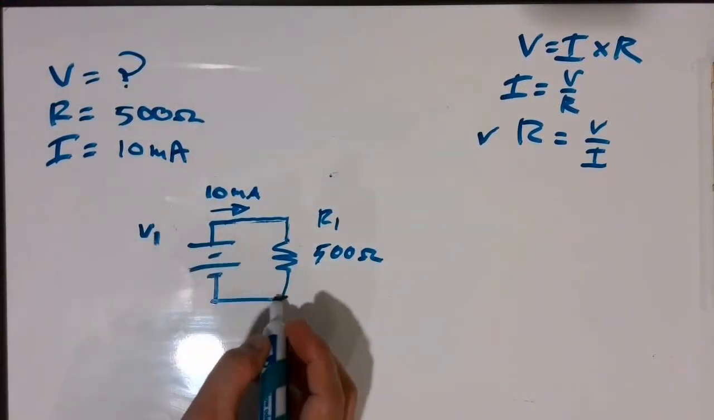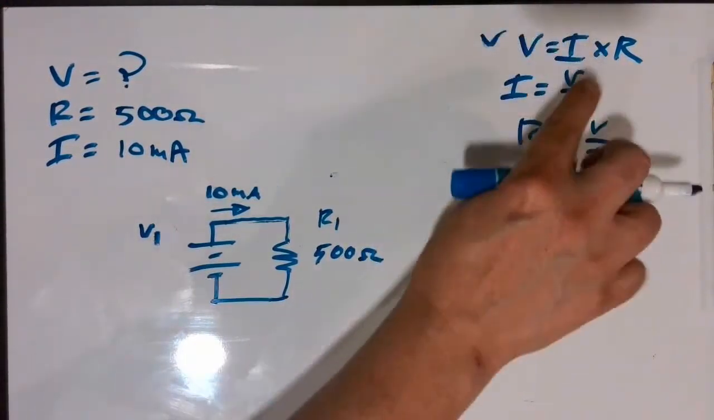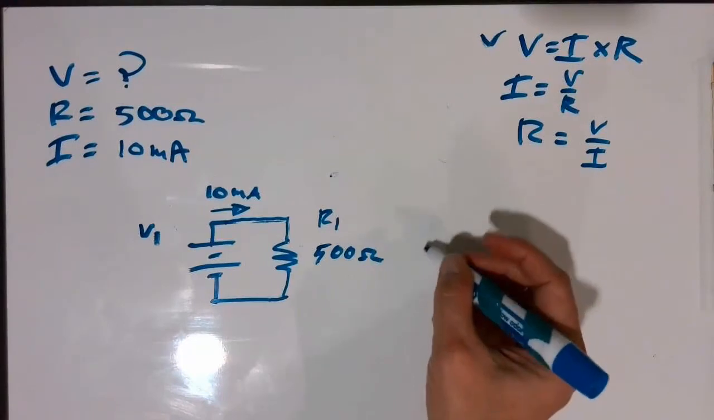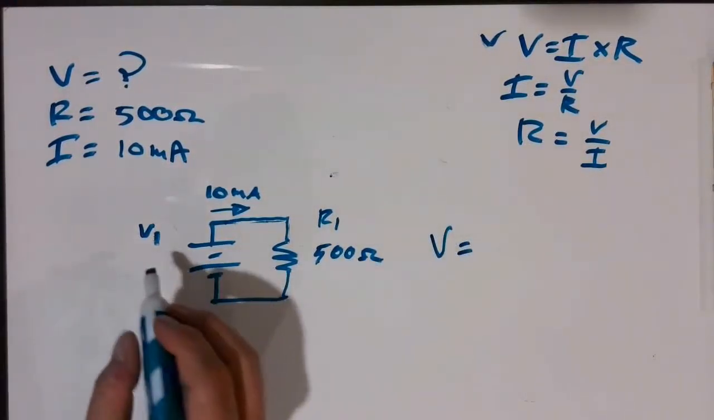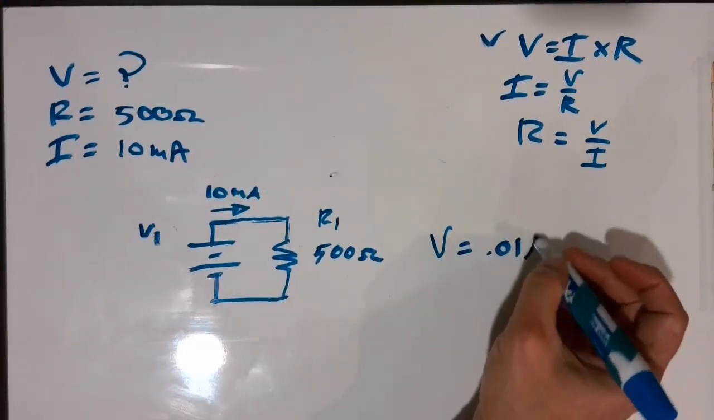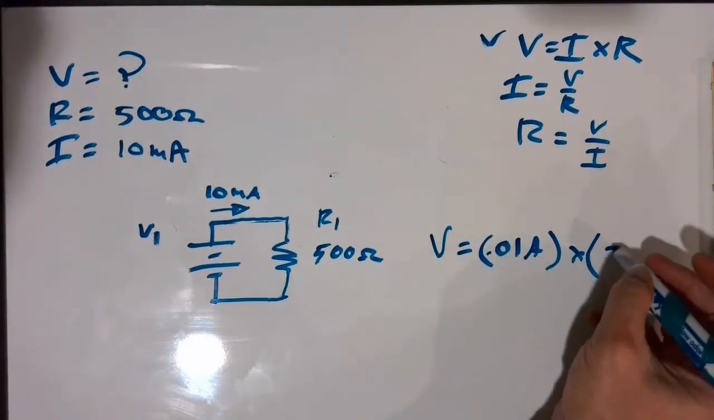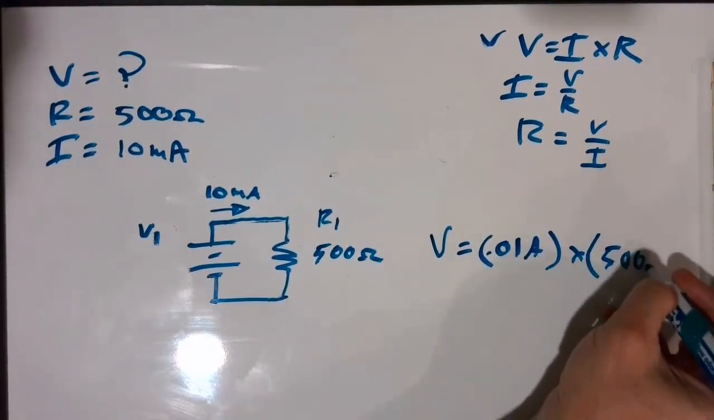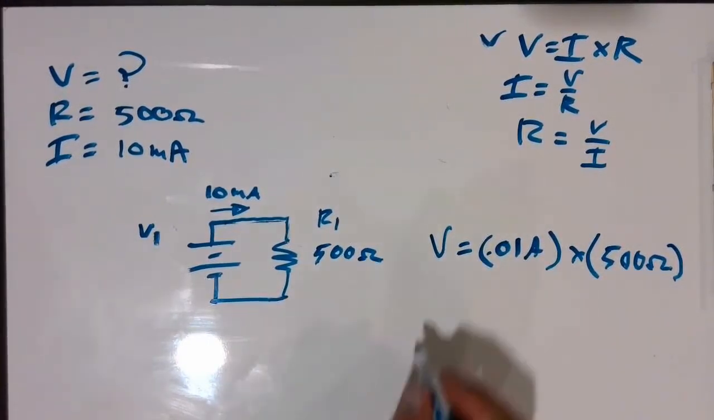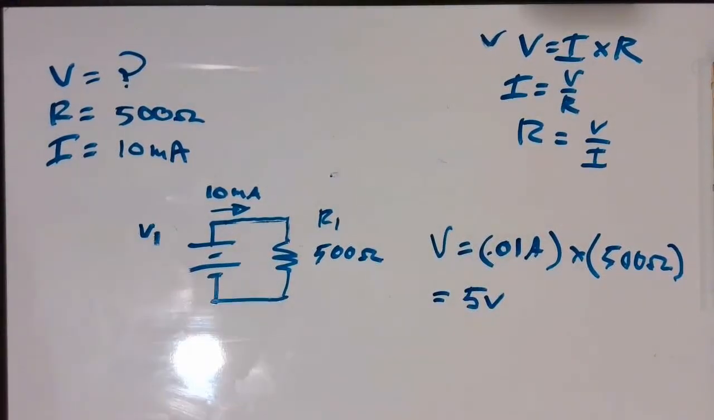Okay, to solve for this now, we're trying to find out what the voltage is. So in this case, we're going to use the formula on the top. V equals I times R. So we're going to say V equals I, which in this case is 10 milliamps. We'd write that as 0.01 amps times, in this case, 500 ohms. Okay, and if we multiplied that through, we'd end up with a value of 5 volts.